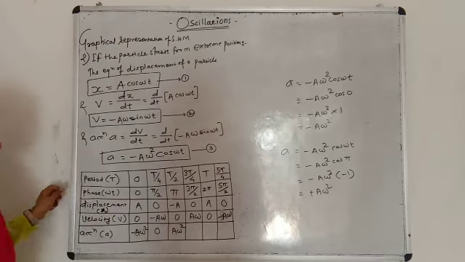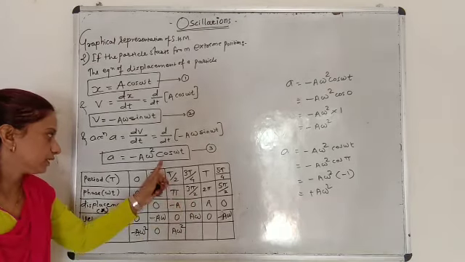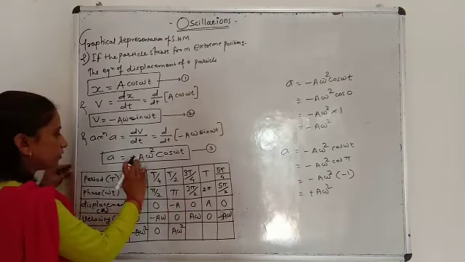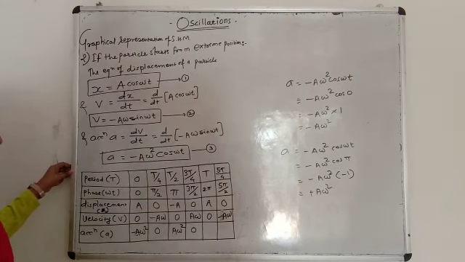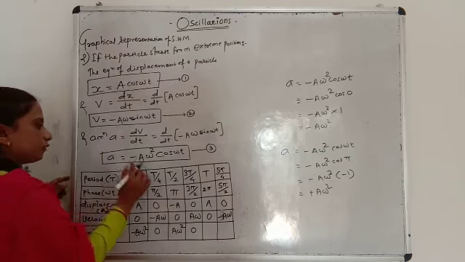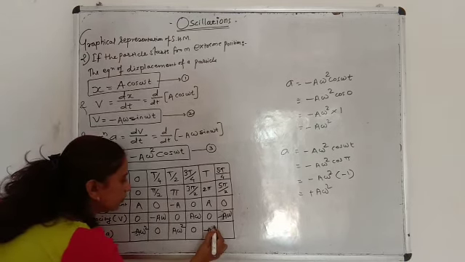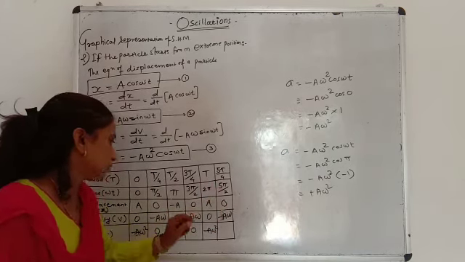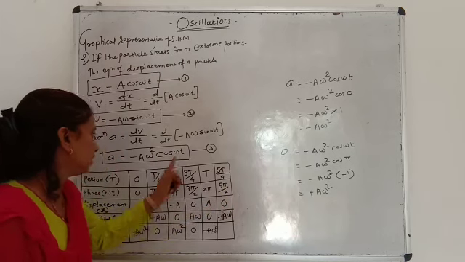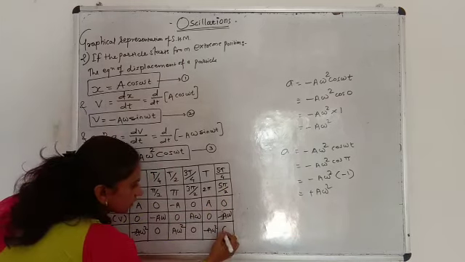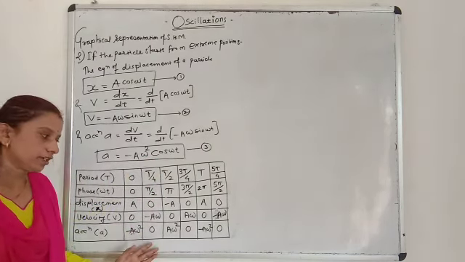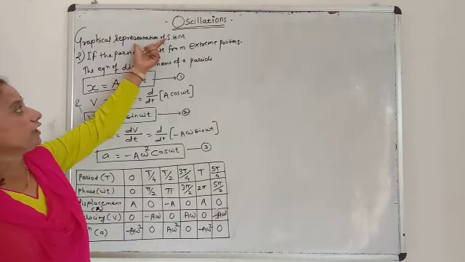Okay. Now cos 3 pi by 2. This is the cosine function and cos 3 pi by 2 is nothing but 0. So 0 into minus a omega square becomes 0 again. Then cos 2 pi, again 1. 1 into minus a omega square becomes minus a omega square. And here the phase is 5 pi by 2. So cos 5 pi by 2 is again 0. Then 0 into minus a omega square becomes 0. So students, this is a tabular form for the graphical representation of SHM.